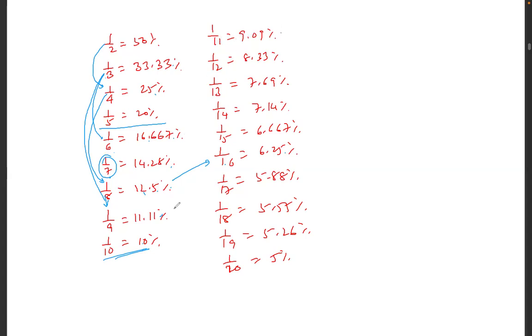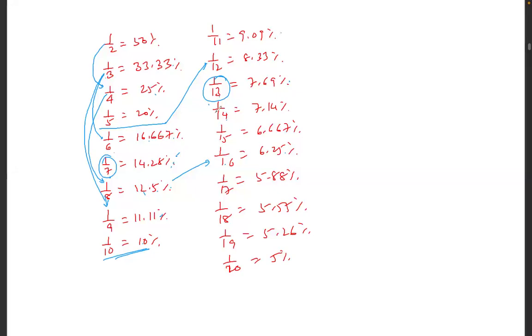Also, there may be one rhythm between 1 by 9 and 1 by 11, that you divide me, I'll divide you. So 1 by 9 is equal to 11.11, 1 by 11 is equal to 9.09%. This is how you can remember. I always remember this way. Okay, 1 by 12. So you know 1 by 6 now? Half of 1 by 6 is 1 by 12. So 16.667 by 2 is how much? 8.33. Okay, 13 is a prime number, so you need to remember 1 by 13. 7.69. 1 by 14. Now you remember 1 by 7, 14.28.